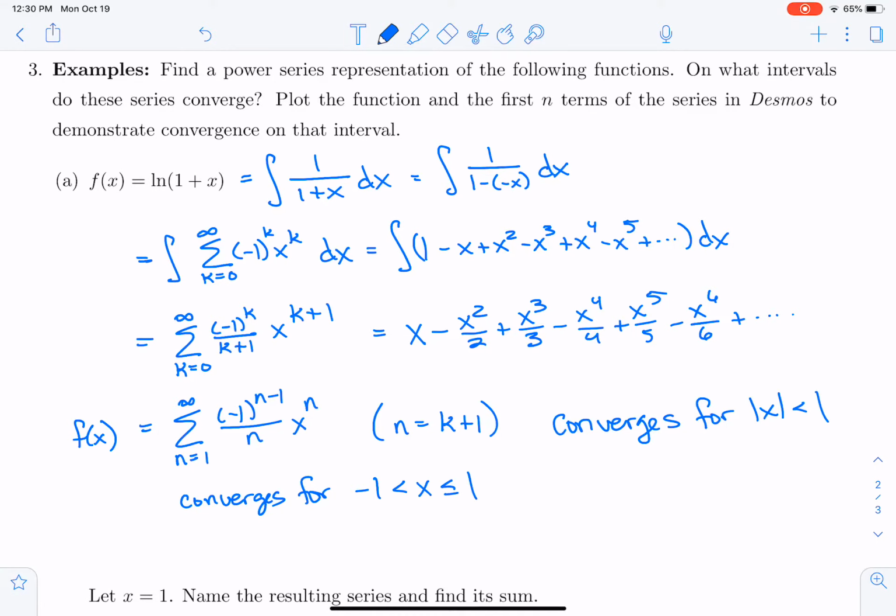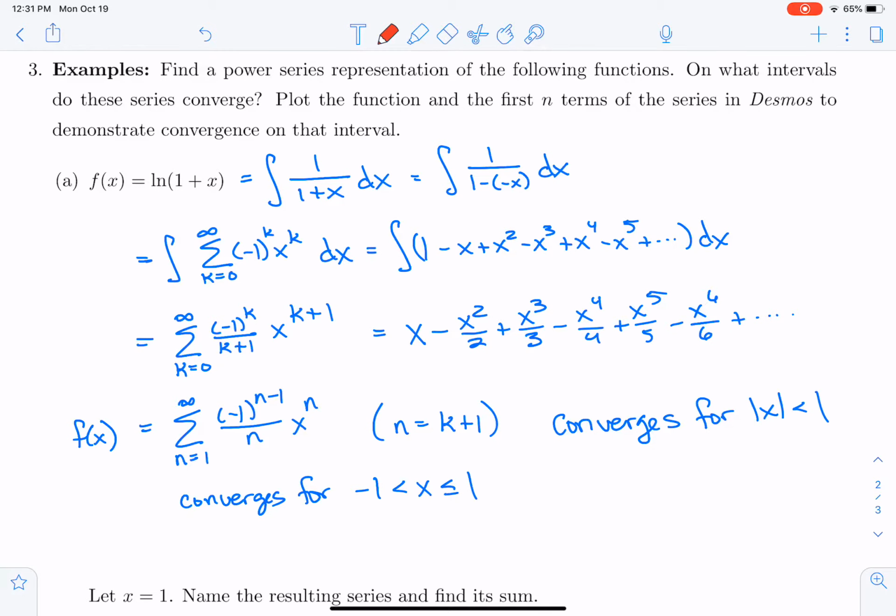And that is because if I plug in x equals 1 here, then I get 1 to the n, and so that cancels out. I'm left with the sum of negative 1 to the n minus 1 over n. And that's an alternating series, and the terms go to 0, and so it converges. So I get the radius of convergence from the geometric series for 1 over 1 plus x. That radius of convergence is 1, but I still need to check the endpoints to see where that series converges.